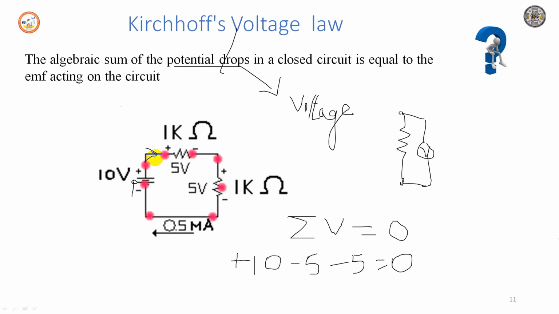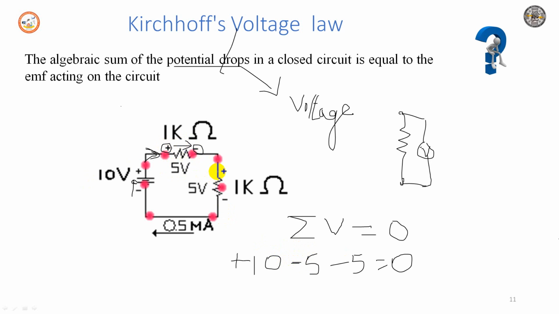We know that current always flows from higher potential to lower potential. Higher potential is always referred to with positive and lower potential with negative. So when you take the current direction in this way, this is the higher potential. So plus to minus, the potential is decreasing, so we can write it as minus 5.